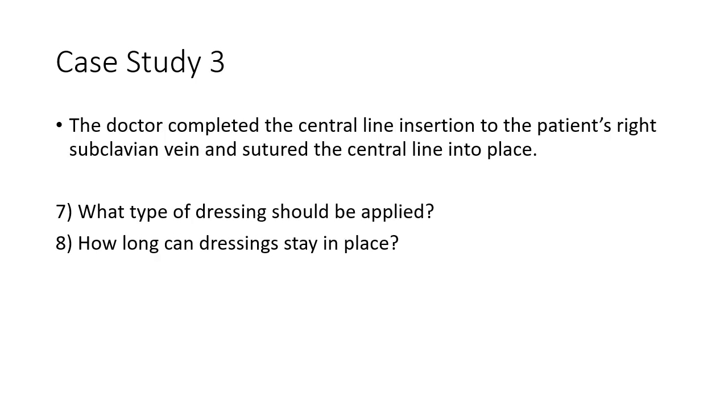All right. The doctor completes the central line insertion in the patient's right subclavian vein, and they sutured the central line into place. So what type of dressing should be applied? So this is a transparent, semi-permeable polyurethane dressing. Basically, that semi-permeable is just so that moisture doesn't get stuck in there, because you don't want to have the ability for fungus and rashes and things to form underneath there.